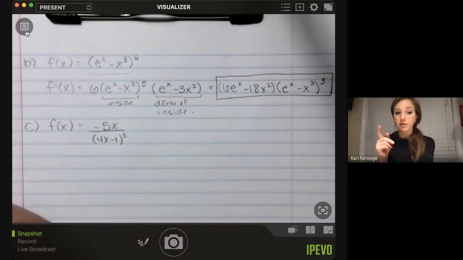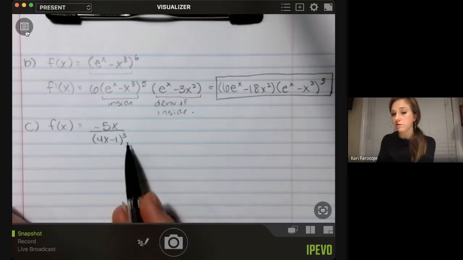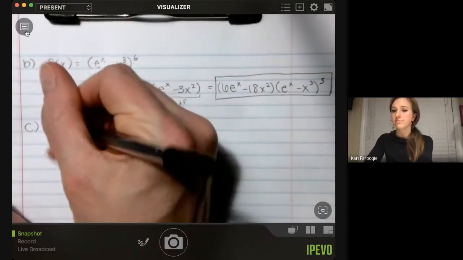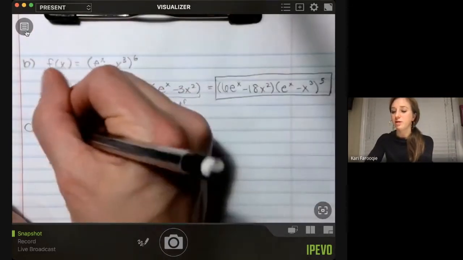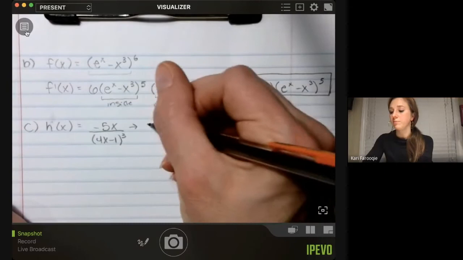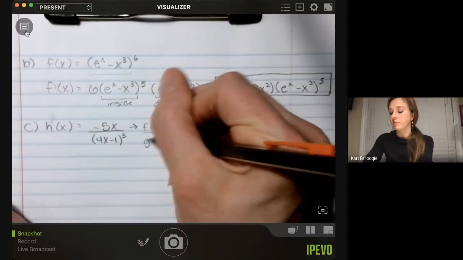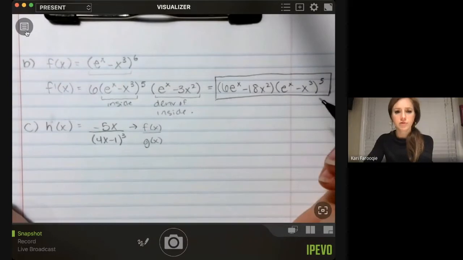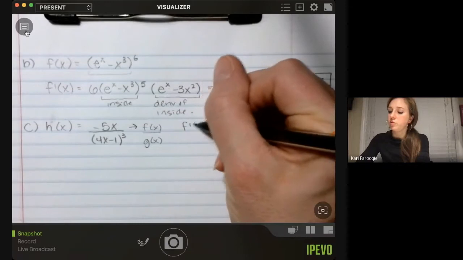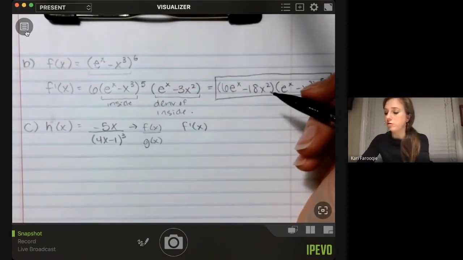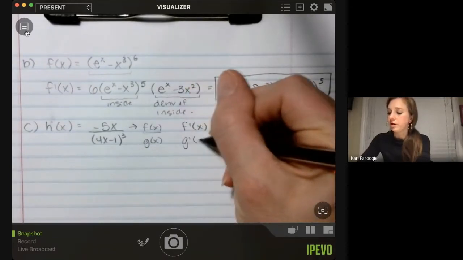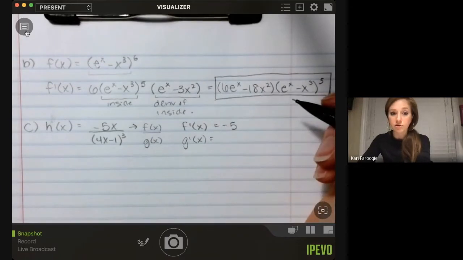But we're going to have to combine the quotient rule and the chain rule because the derivative of the denominator is going to require the chain rule. So here we go again. If you want to call it h, then we can consider f of x to be our numerator, and g of x will be the denominator. Let's do it that way. Then we'll say that f prime, since we're going to need all these parts to use the quotient rule, is negative 5. And g prime is where we're going to use the chain rule.